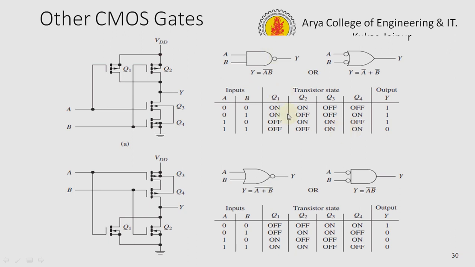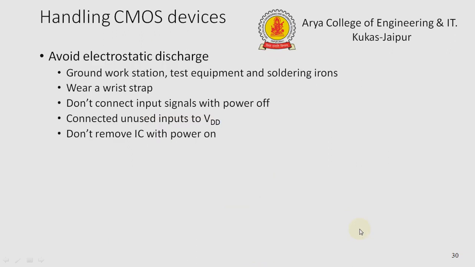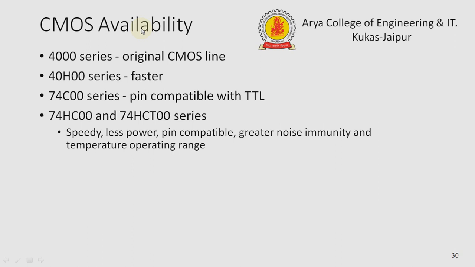Similarly, as this table is for the NAND gate, there is a table for the NOR gate showing its output. For handling CMOS devices, we should avoid electrostatic discharge: ground the workstation, test equipment and soldering irons, and wear a wrist strap. These are the precautions for working with CMOS devices.